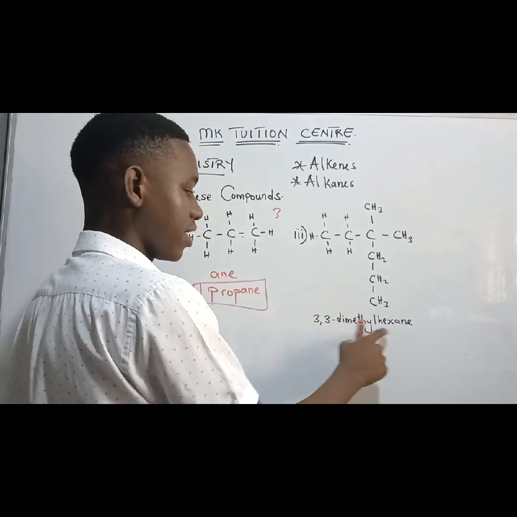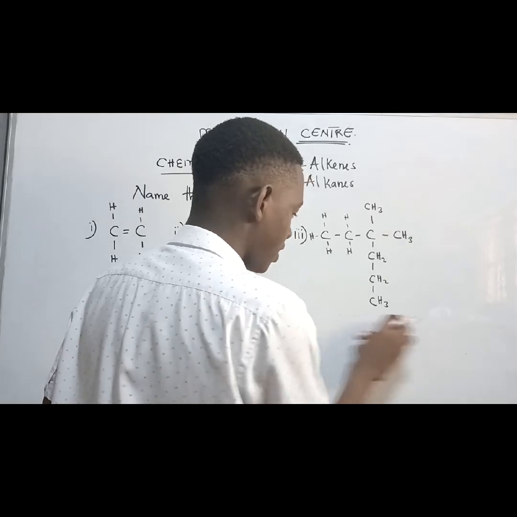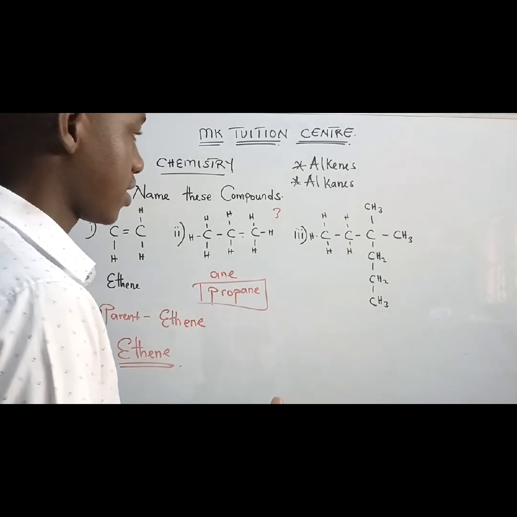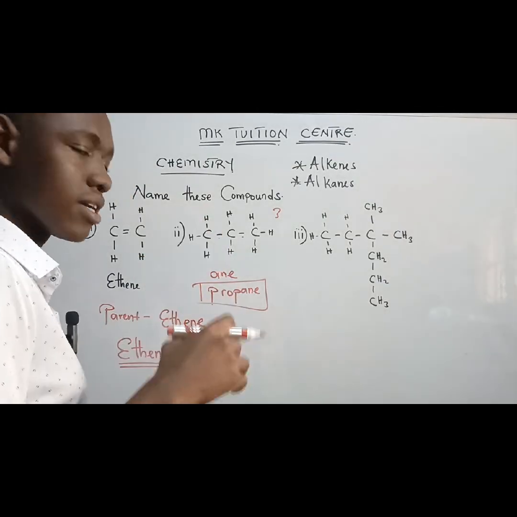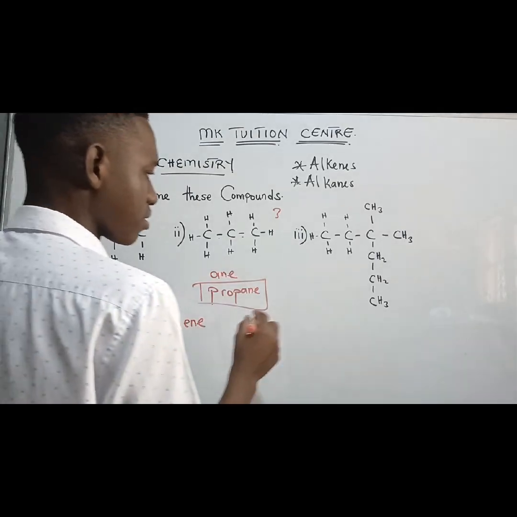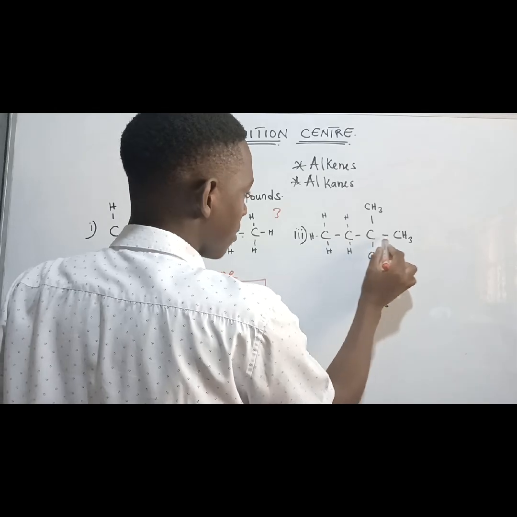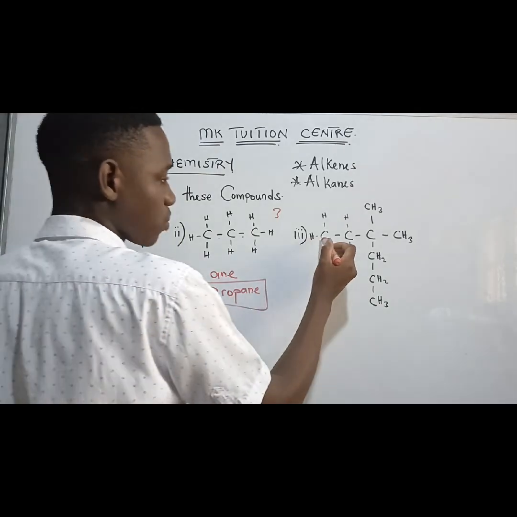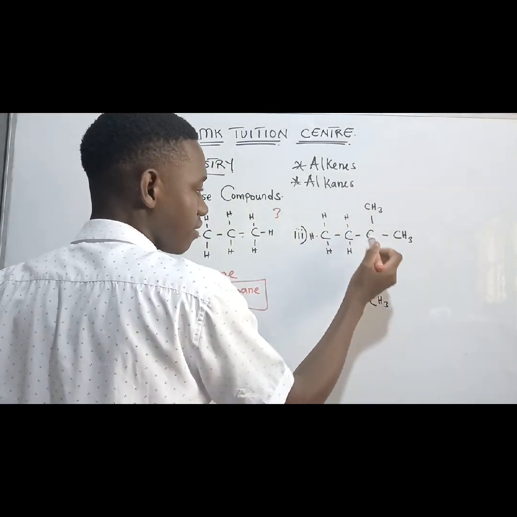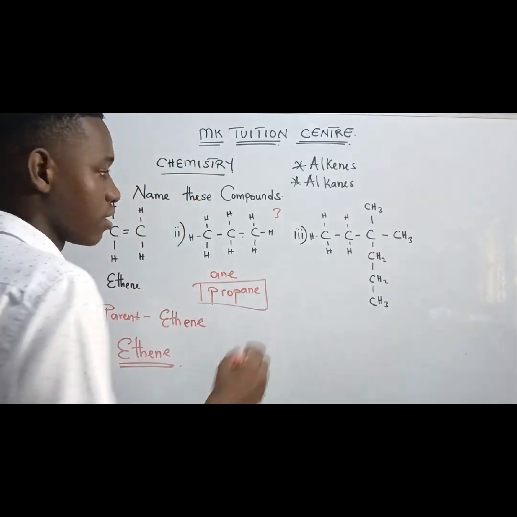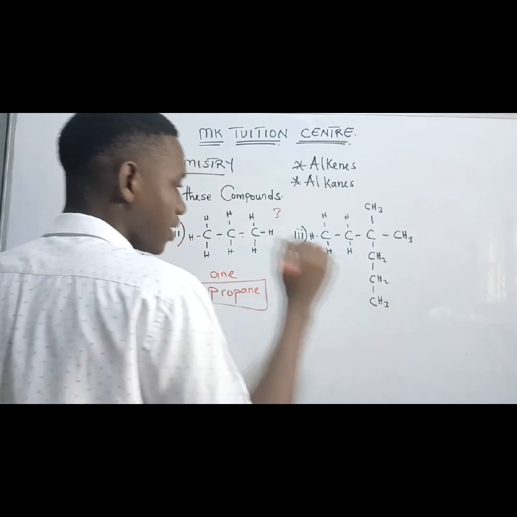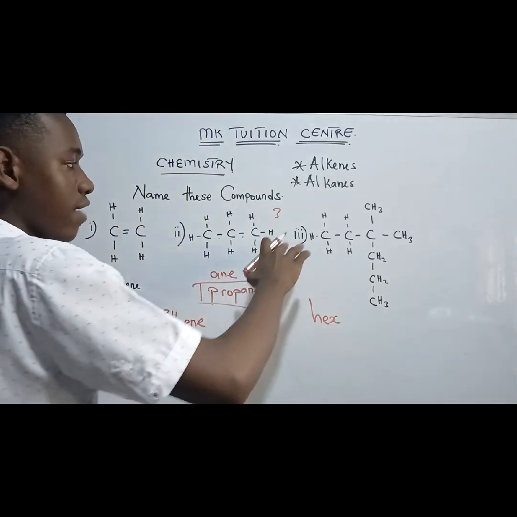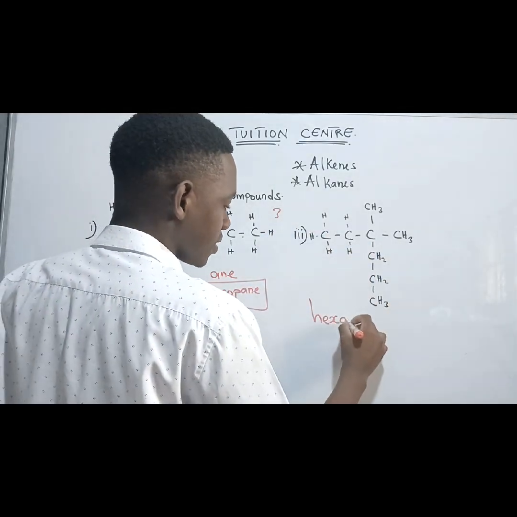3,3 dimethylhexane. Let's try to understand what happened here. Remember, the parent chain is supposed to be the longest and it must have many groups attached to it. All right. So if we pick this one here as our parent chain, it has 1, 2, 3, 4 carbons. But remember, there is this one here which has 1, 2, 3, 4, 5, 6 carbons. So this right here is going to be our parent chain. 6 carbons, that is hex. Okay. And because we have single bonds, it becomes hexane.